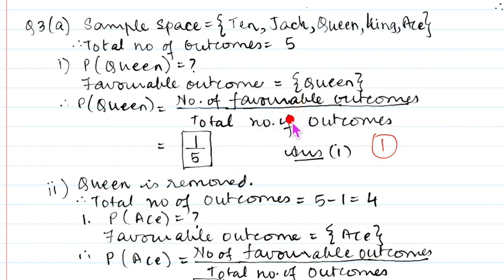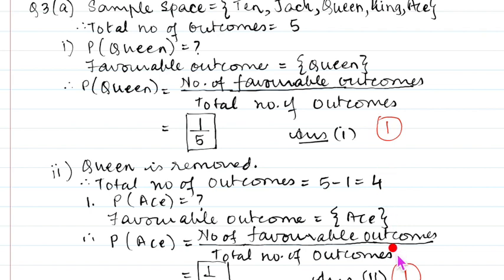No statements, no marks. So probability of Queen is number of favorable outcomes upon total number of outcomes. Favorable outcomes, how many do you see? 1. Upon total number of outcomes, how many? There are 5. So the answer is 1 upon 5. That's for your 1 mark. Now this is 1 mark for each subpart, but if you don't write the statement, your teacher will just slash your marks.